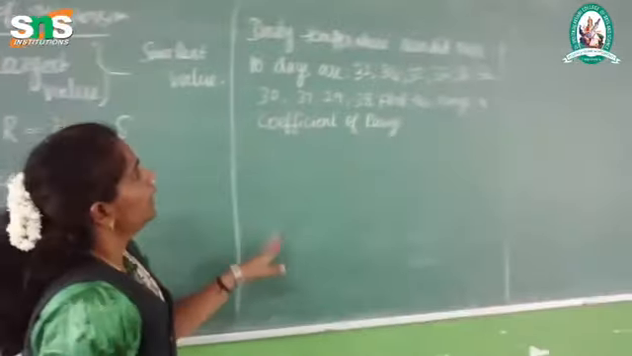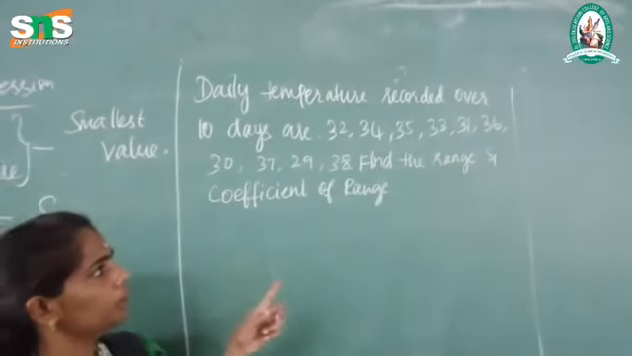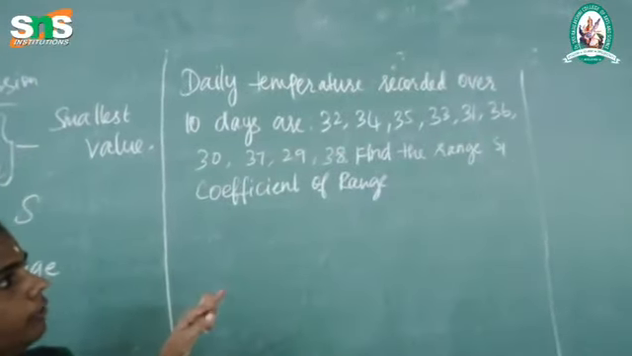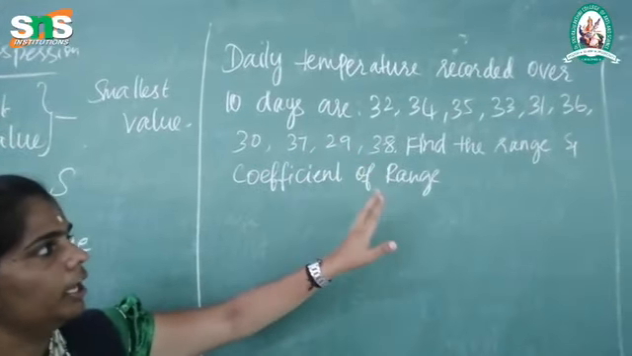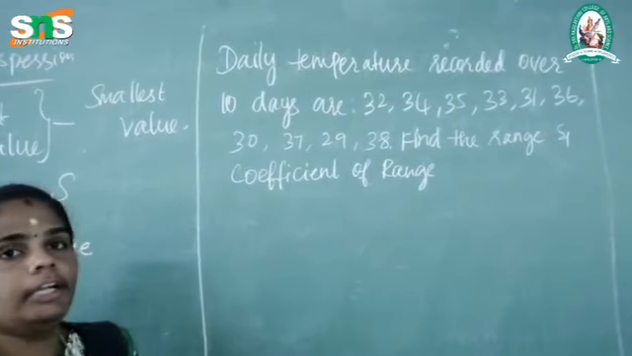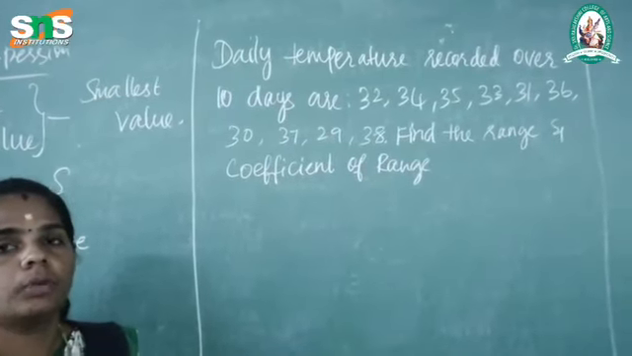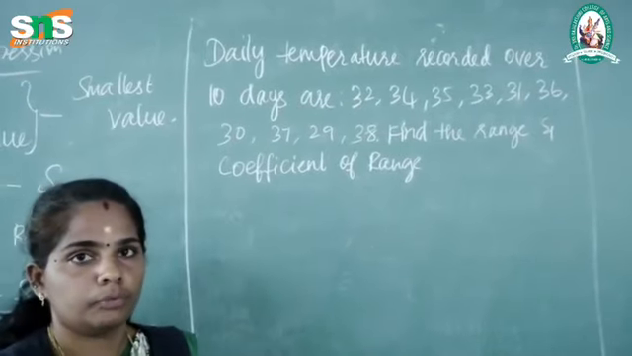My problem is: daily temperatures recorded over 10 days are 32, 34, 35, 33, 31, 36, 30, 37, 29 and 38. We have to find the range and the coefficient of range. They have given 10 data. Over those 10 data, we have to calculate the range of the problem, and similarly the coefficient of range of the problem.